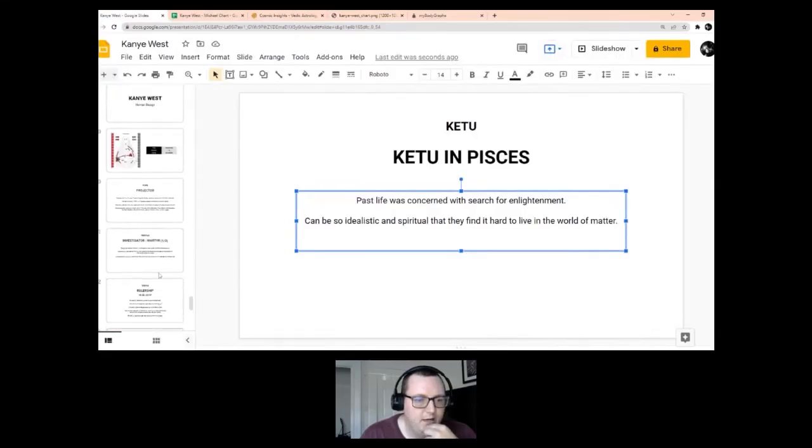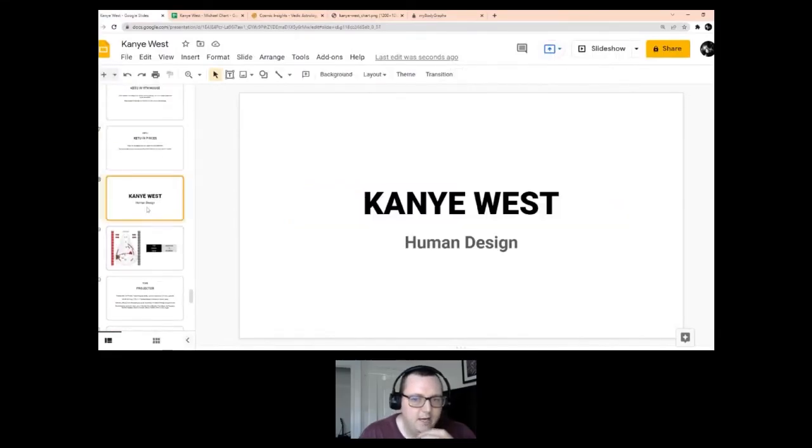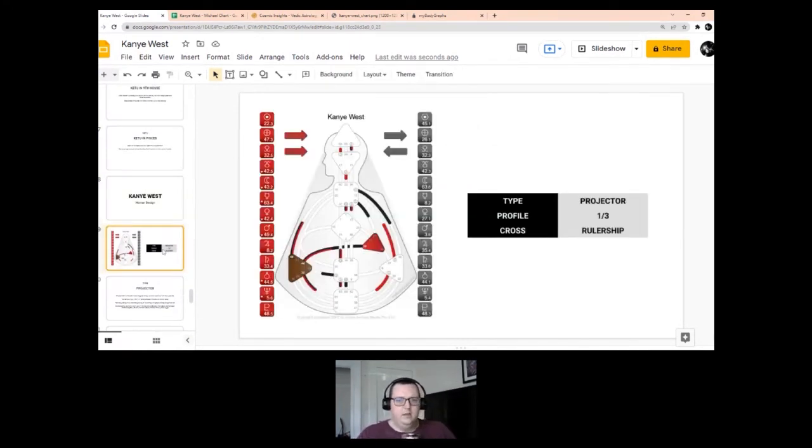So I have a little bit on his human design as well. So we'll look at his body graph. So this is his body graph in human design. So he's actually a projector. He's got the profile 1-3 and the cross of rulership, which I'll explain in each slide.